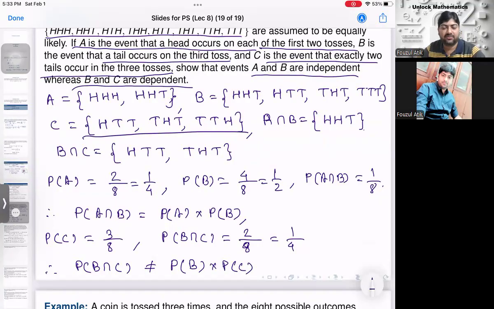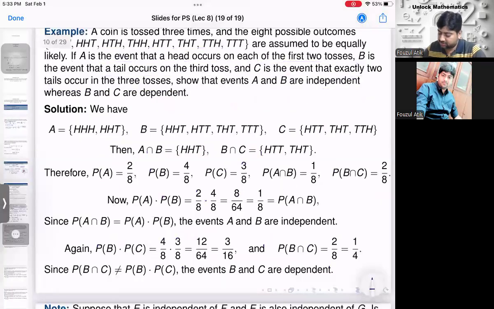Clear? So I am going a little slow in the first examples because these are very easy examples. So this is the whole proof that we have just discussed. Okay, next one.